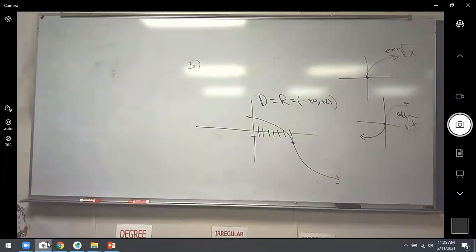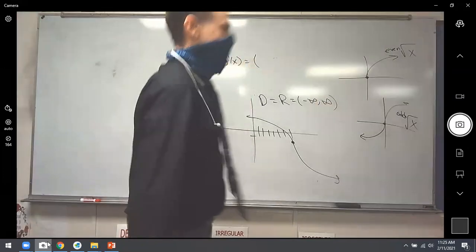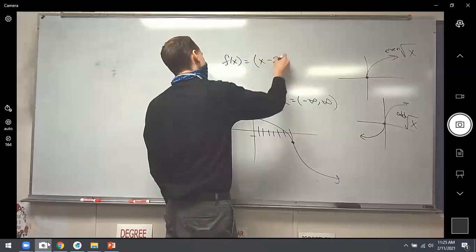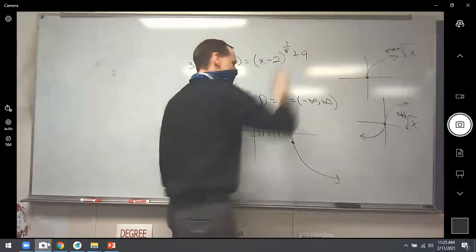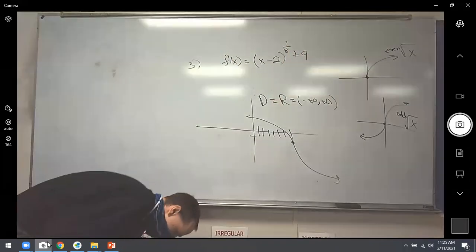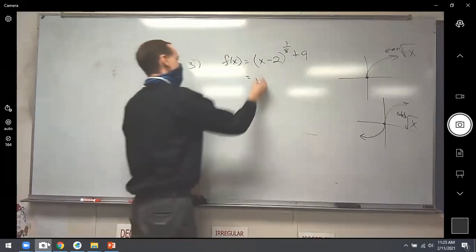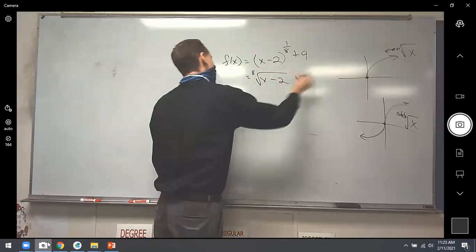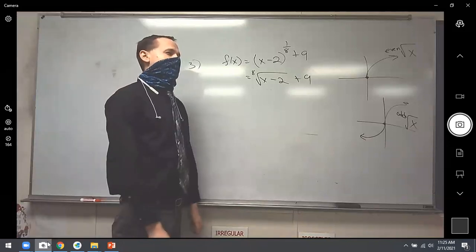And then one last warm up, number 3. It says f of x is the quantity x minus 2, and that's raised to a 1/8 power, plus 9. What's a 1/8 power mean, everybody? 8th root. Yep. So this is equivalent, of course, to the 8th root of x minus 2 plus 9. You don't need to rewrite it like that. In fact, as you get older, I kind of prefer you don't write root symbols anymore. I'd rather you write 1/8 power than 8th root over and over again, but that's for the future.